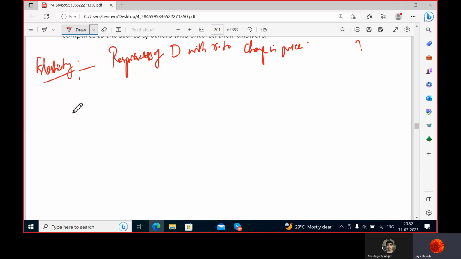So is it an equal change? Is the change in demand more than the change in price? Or is the change in demand less than the change in price? All this we are going to see here. Okay, so I'll put a formula for elasticity of demand here.